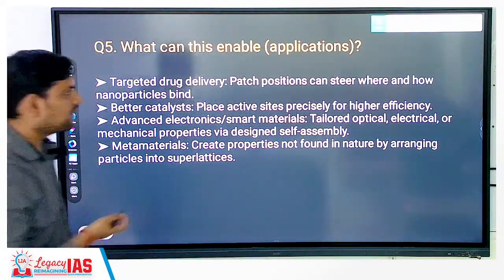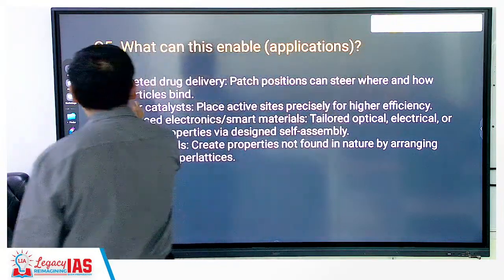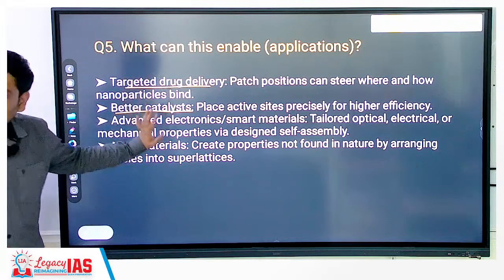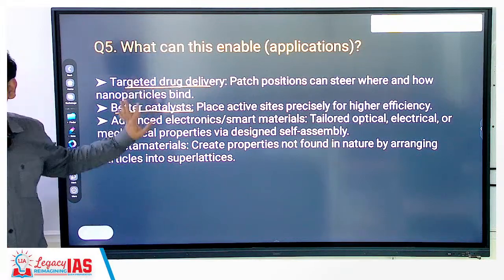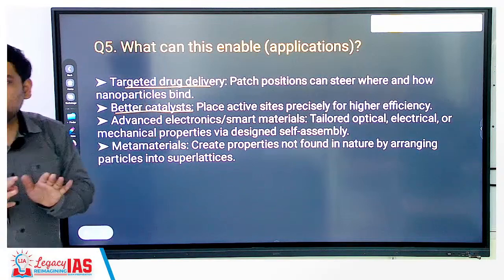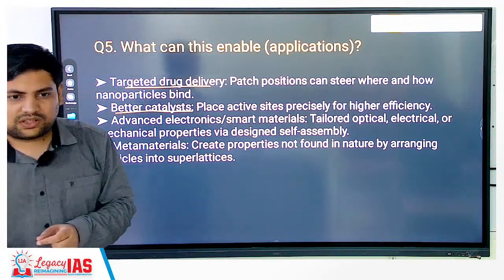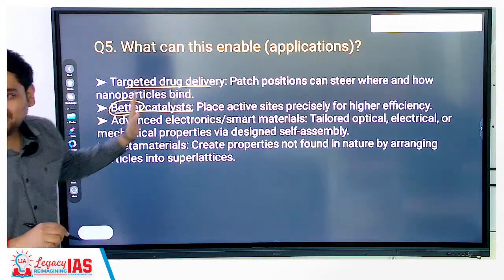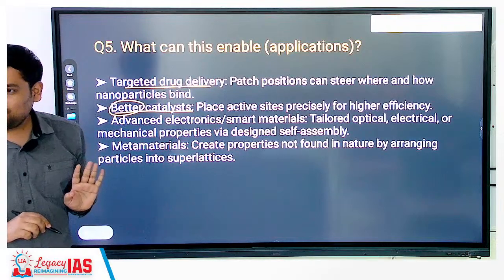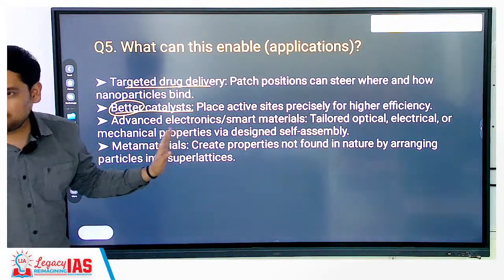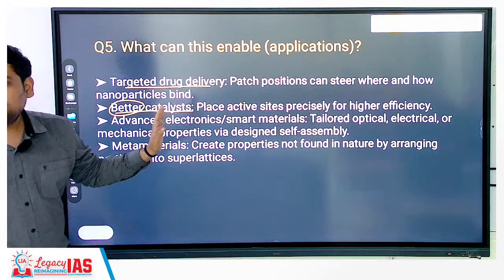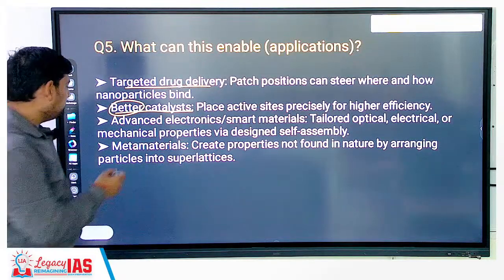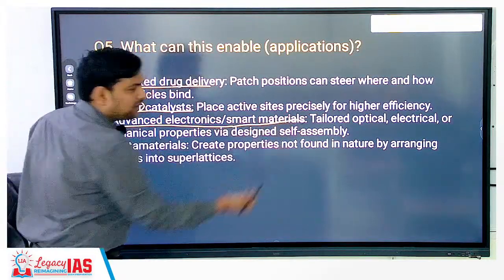Then applications. Applications can be targeted drug delivery and better catalysts. Basically these are the applications of nanotechnology. All these applications will benefit from this, because now we can form more complex systems. So you simply have to add one adjective and write whatever applications of nanotechnology you know. For example, they act as catalysts, so they become better catalysts. They act as drug delivery systems, so better drug delivery systems. Like that you have to change the adjectives. That's it. Advanced electronics and smart materials, all this.